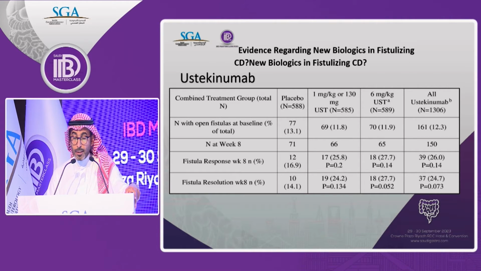fistula resolution at week 8 is about 24%. So there is an improvement, and though the number is low, we have a signal that ustekinumab may be good for fistula resolution. However, for the fistula response at week 8, there is no significant p-value.